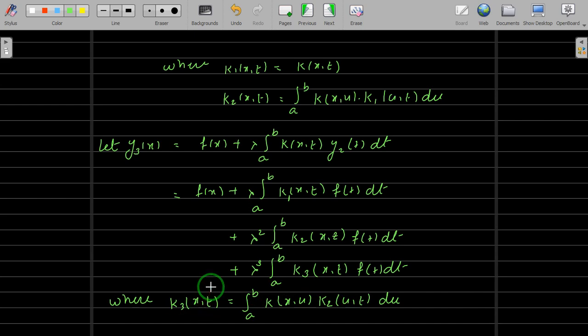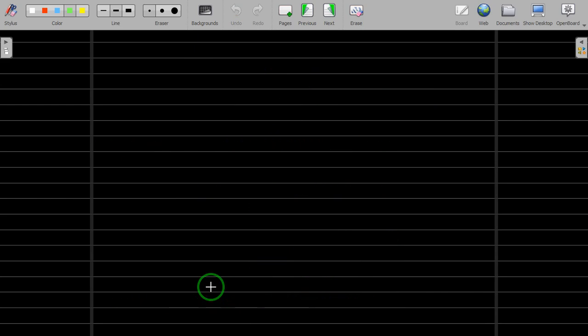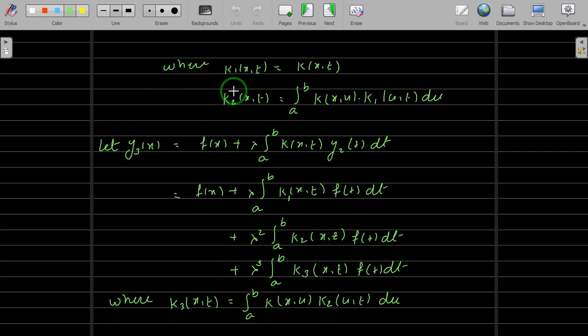So if you continue like this with your ki's or kn's, we will have in general your ym of x equal to f(x). If you compare that y1, y2, y3, your f(x) is there, and then for y2 you have two integrals.